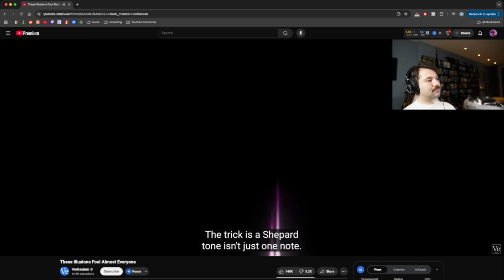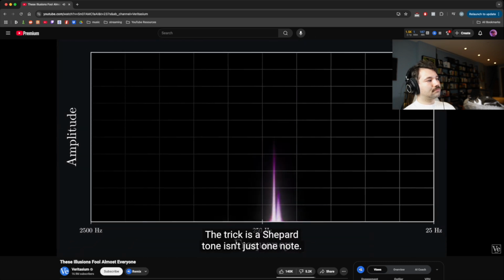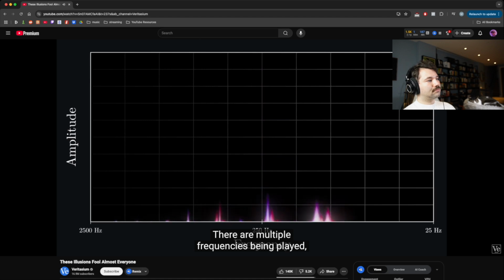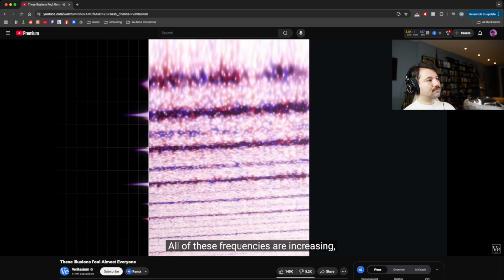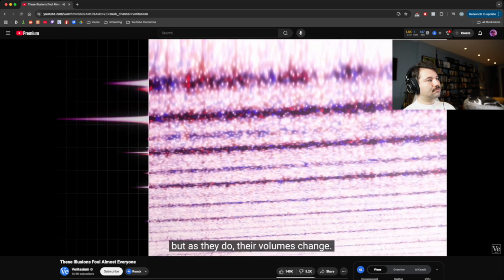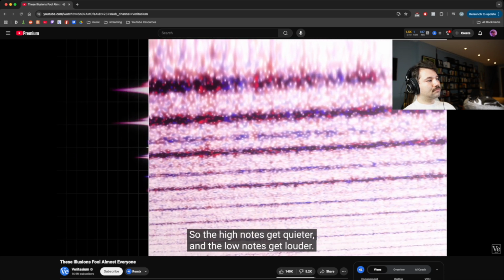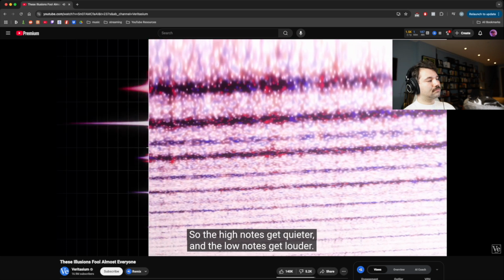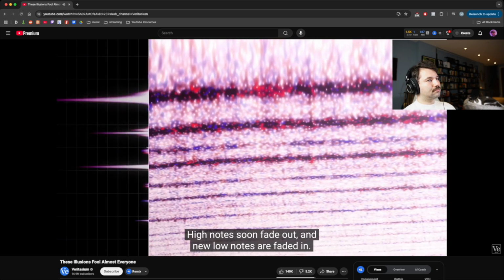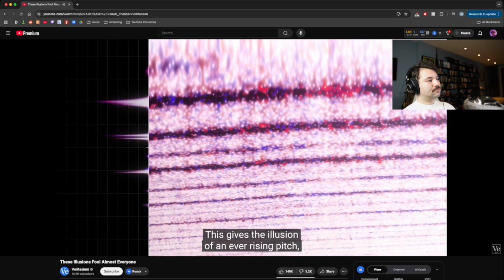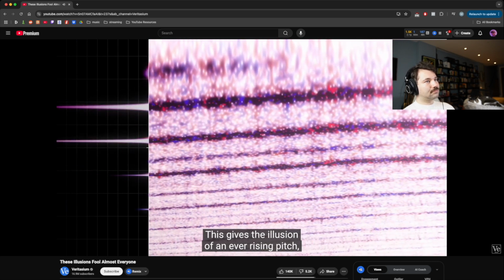The trick is a Shepard tone isn't just one note. There are multiple frequencies being played, all separated by octaves. All of these frequencies are increasing, but as they do, their volumes change. So the high notes get quieter and the low notes get louder. High notes soon fade out and new low notes are faded in. This gives the illusion of an ever-rising pitch.